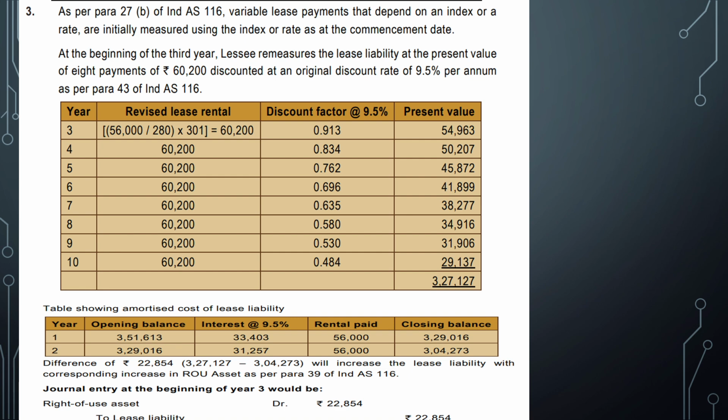3,27,127, that we computed in the first table, minus the amount we arrived at using the amortized cost. So the lease liability will increase by rupees 22,854 and the journal entry at the beginning of year 3 will be right of use asset debit rupees 22,854 to lease liability rupees 22,854.